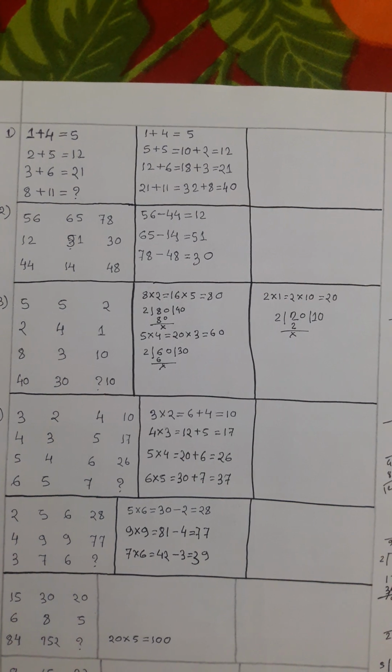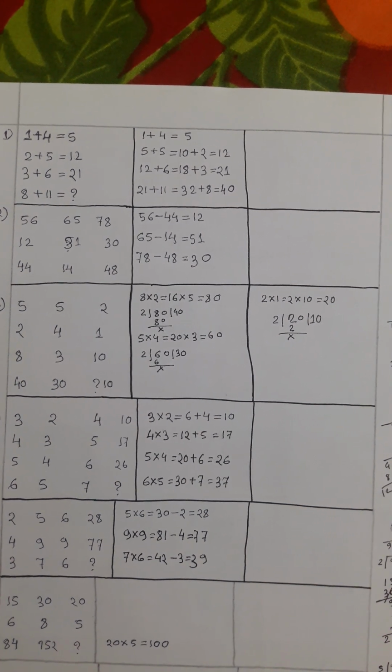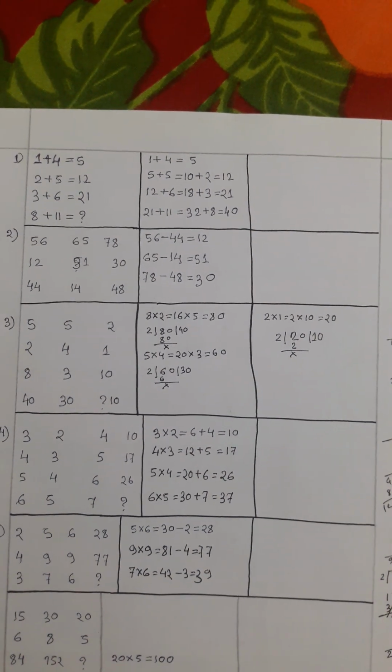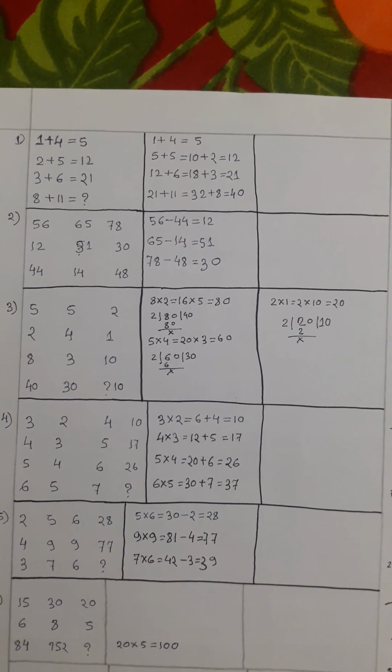5 × 6 = 30, 30 - 2 = 28. The answer is 28. So this way all the pattern are followed.